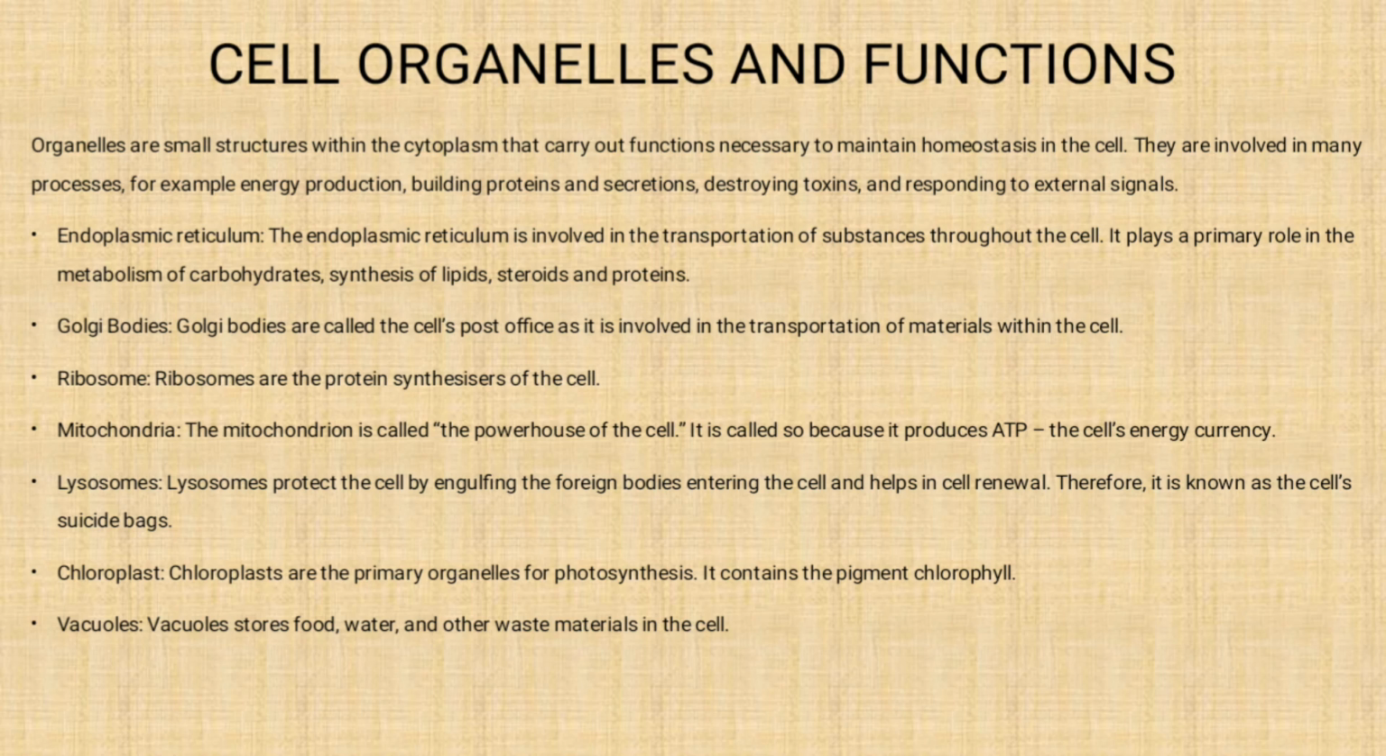Lysosomes. Lysosomes protect the cell by engulfing the foreign bodies entering the cell and helps in cell renewal. Therefore, it is known as the cell's suicide bags. The chloroplast. The chloroplasts are the primary organelles for photosynthesis. It is an organelle that is found only in plants because only plants carry out photosynthesis. It contains the pigment chlorophyll. Now the vacuole stores food, water, and other waste materials in the cell.